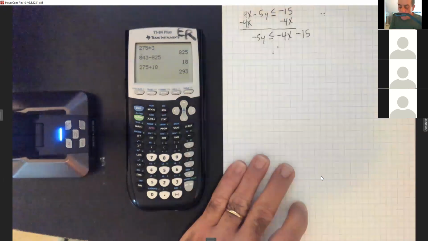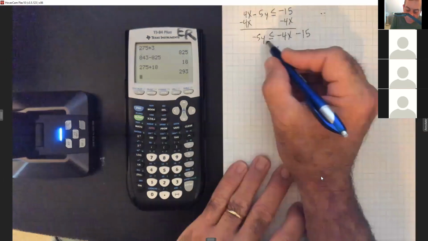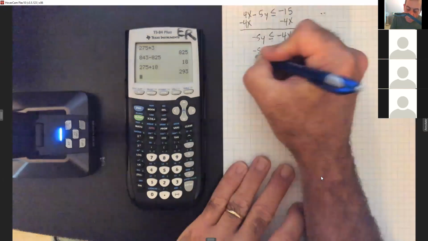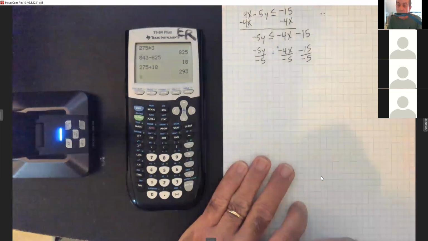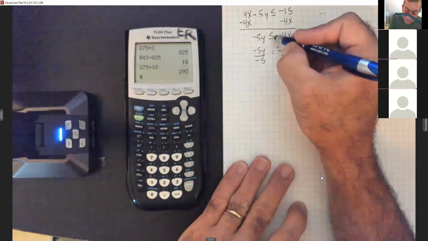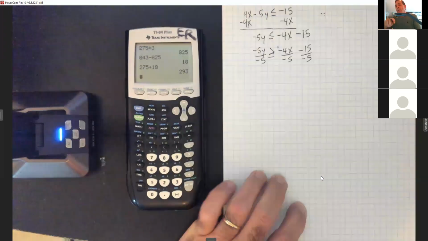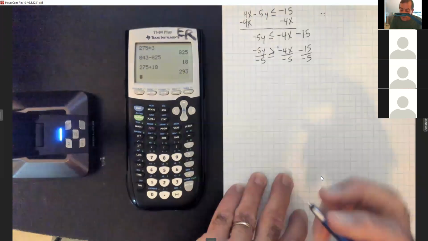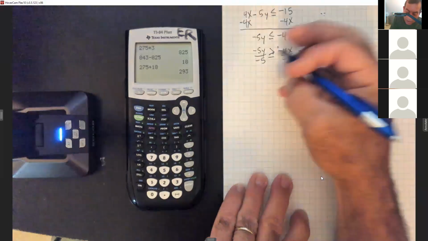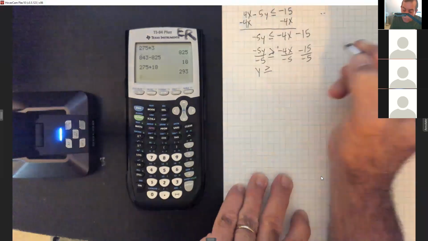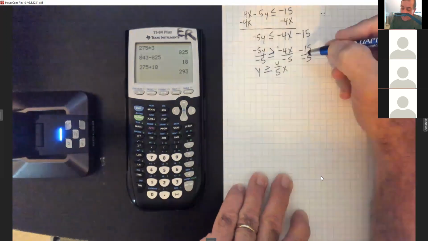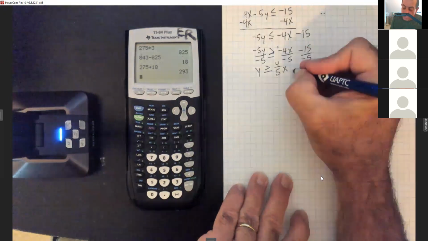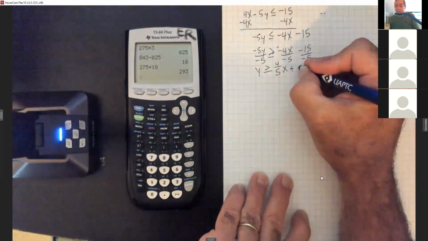Now, I need to make that a 1y, so I'm going to divide everybody by negative 5. Remember, since I'm dividing by a negative, I've got to turn the less than around and make it a greater than or equal to. So you've got to flip it when you divide by that negative so that those cancel, and I now get y is greater than or equal to 4/5 x. Negatives cancel, making that a positive. 15 divided by 5 is 3.